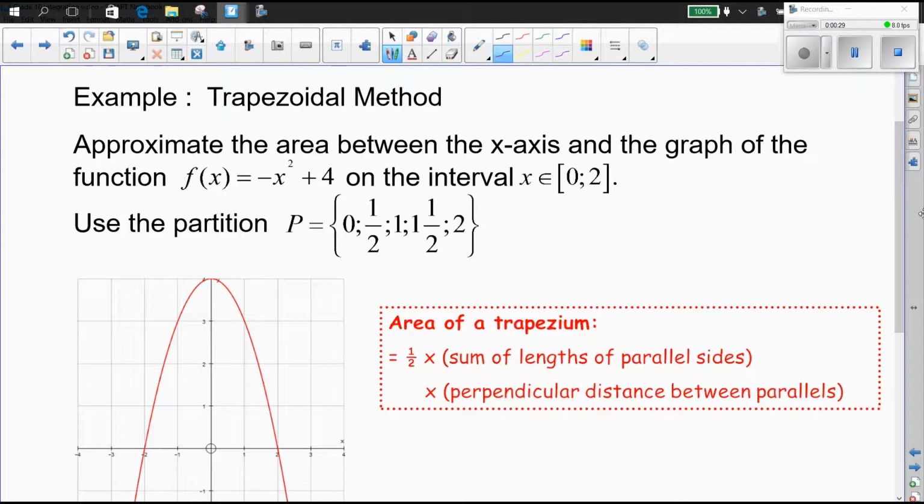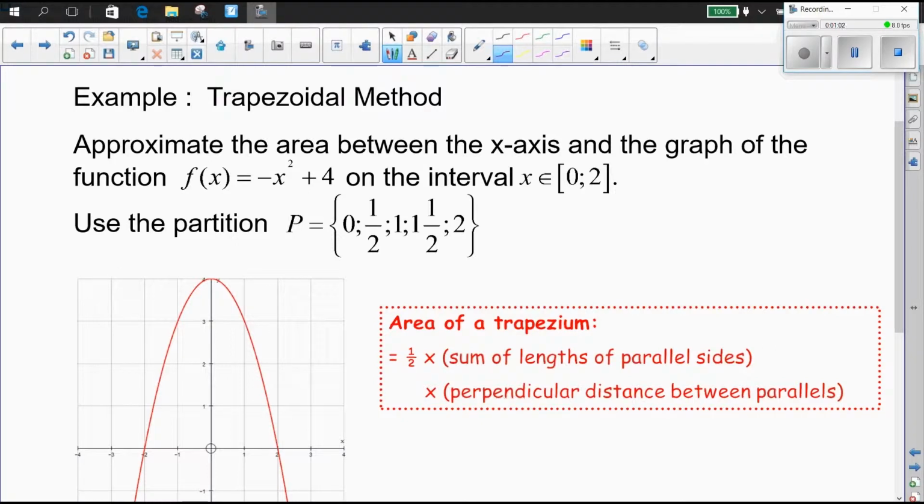And what we're going to do is draw trapeziums now, and the trapezium will have a width of half a unit because the question says use the partition where P equals 0, half, 1, 1.5, and 2. Before we start, let's recall that the area of a trapezium equals half the sum of the parallel sides times the perpendicular distance between the parallel sides.